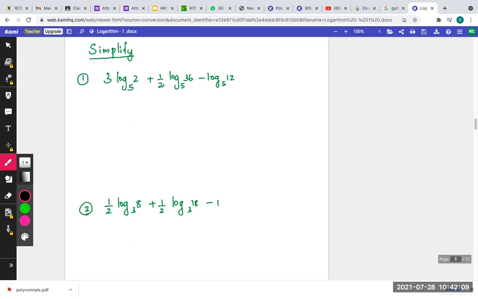But in all these scenarios, you can see that there are numbers in front of the log. First and foremost, we need to convert that by using the power law, right? So how do I rearrange it? We can write it as log 2 to the power 3 to the base 5 plus log 36 to the power 1/2 to the base 5, because 1/2 is in front. Then the third one does not have one, so we keep it as it is, right?